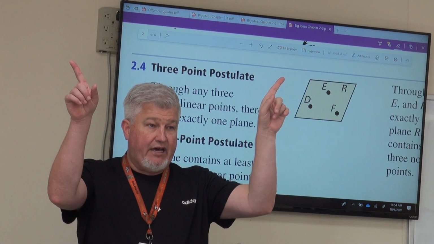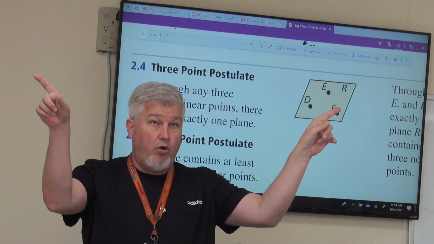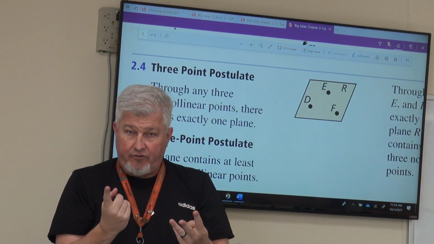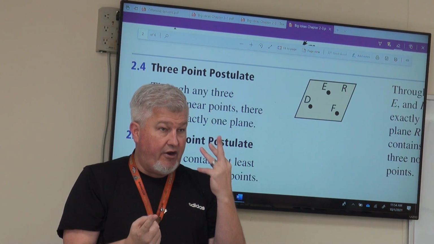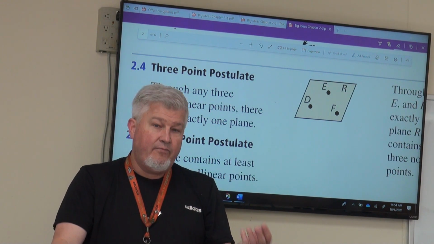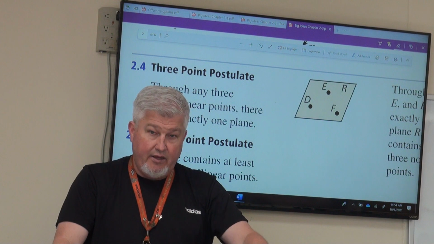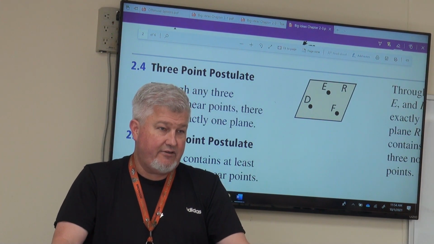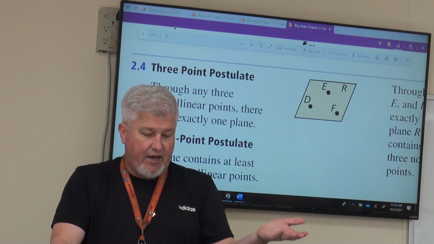So you have the 2-point postulate for lines, where one line connects 2 points. When you have 3 points that are not collinear, remember we talked about that as well, think of like a tripod, like what the camera sits on. Those 3 ends of that tripod all form a plane, which is the tabletop it is now sitting on, right? So that's the 3-point postulate.